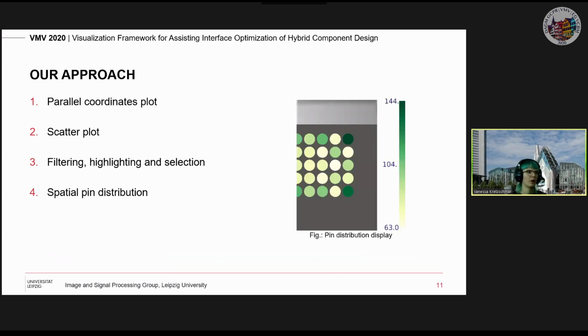Besides the parallel coordinate plot, we had to implement a method for the spatial representation of the pin pattern, since the parallel coordinate plot only shows us the amount of pins. And therefore, we implemented a simple coloring based on the occurrence of each pin. And this is given by a transfer function from white to green, as shown here.